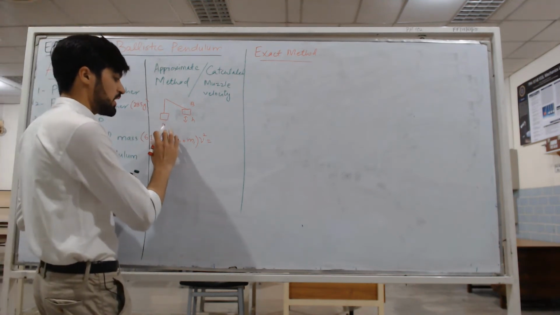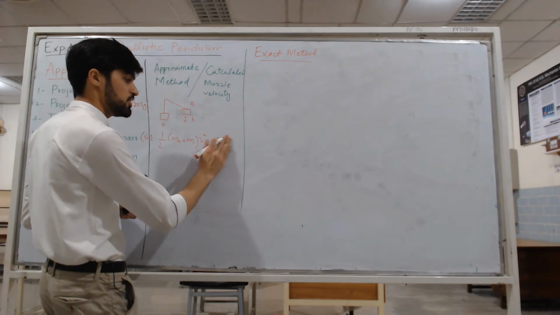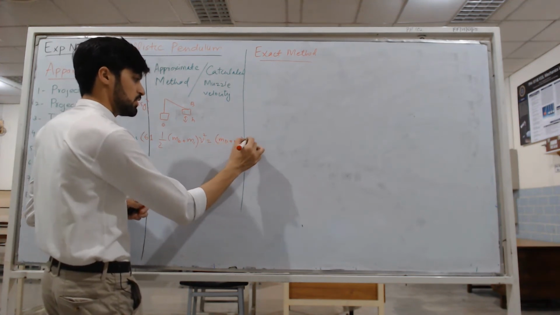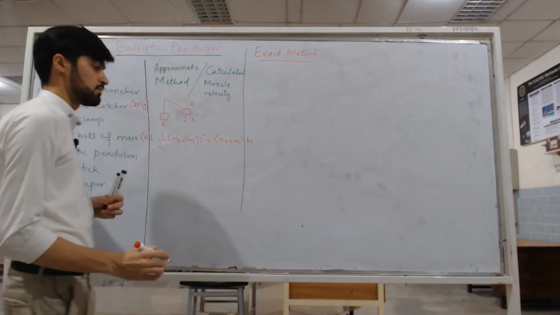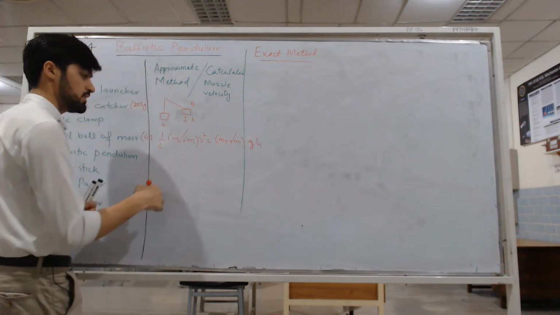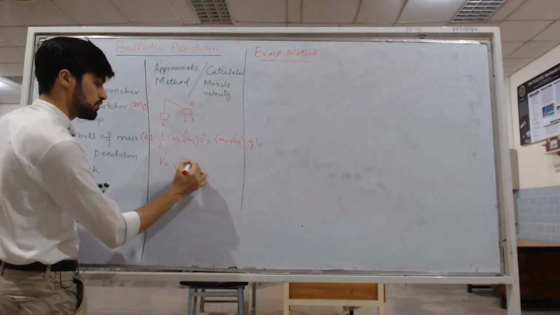So its kinetic energy will be converted into potential energy, and again the mass will be the mass of the ball plus the mass of the catcher, into g h. Sorry, it will be g h. So this will cancel out with this, and we will get v is equal to under root 2gh.